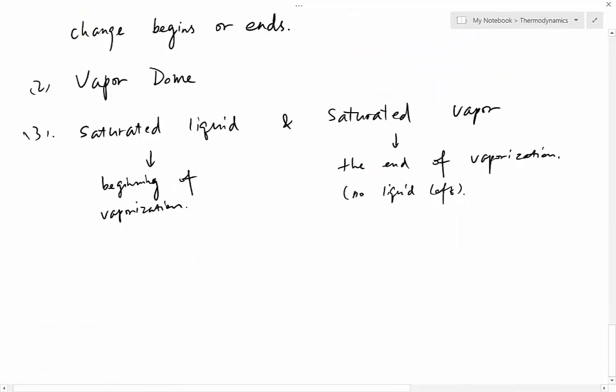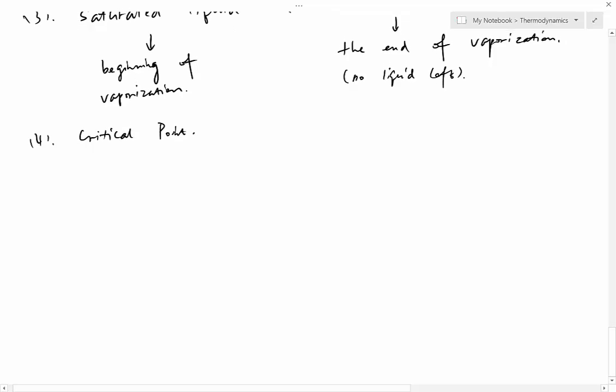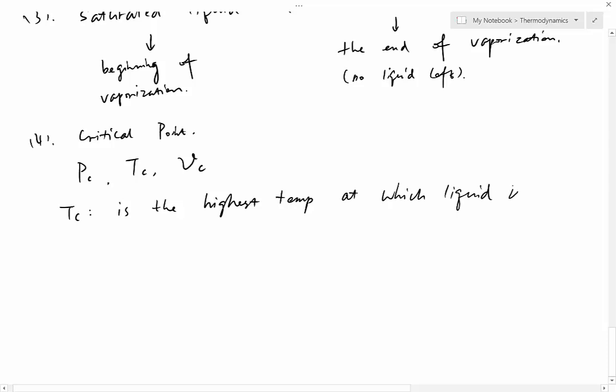Okay, and then the next one is the critical point. All the properties measured at this point have a subscript: P critical, T critical, nu critical. And what is T critical? T critical is the highest temperature at which liquid and vapor can coexist.